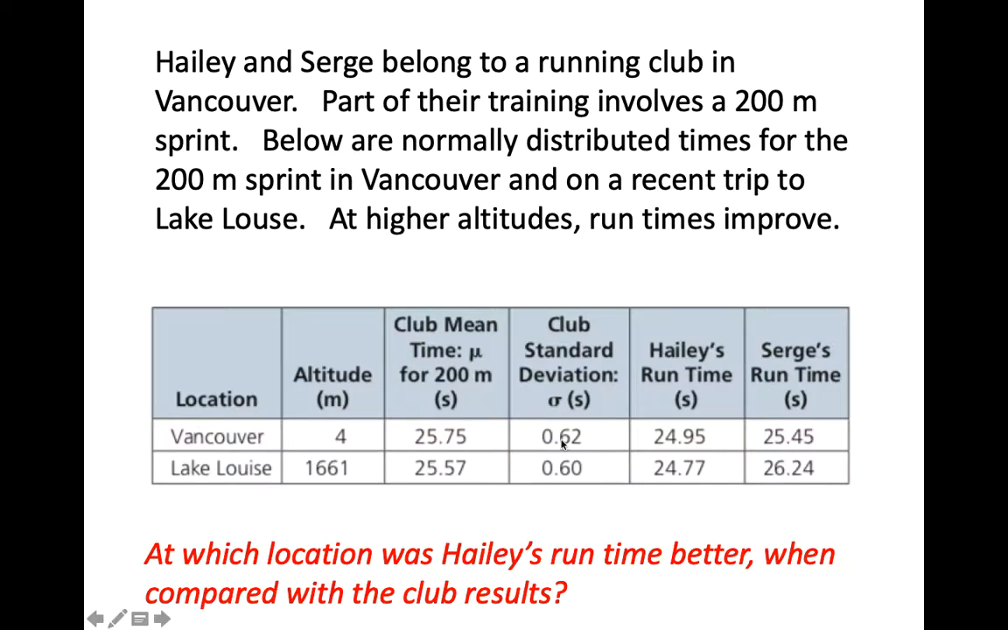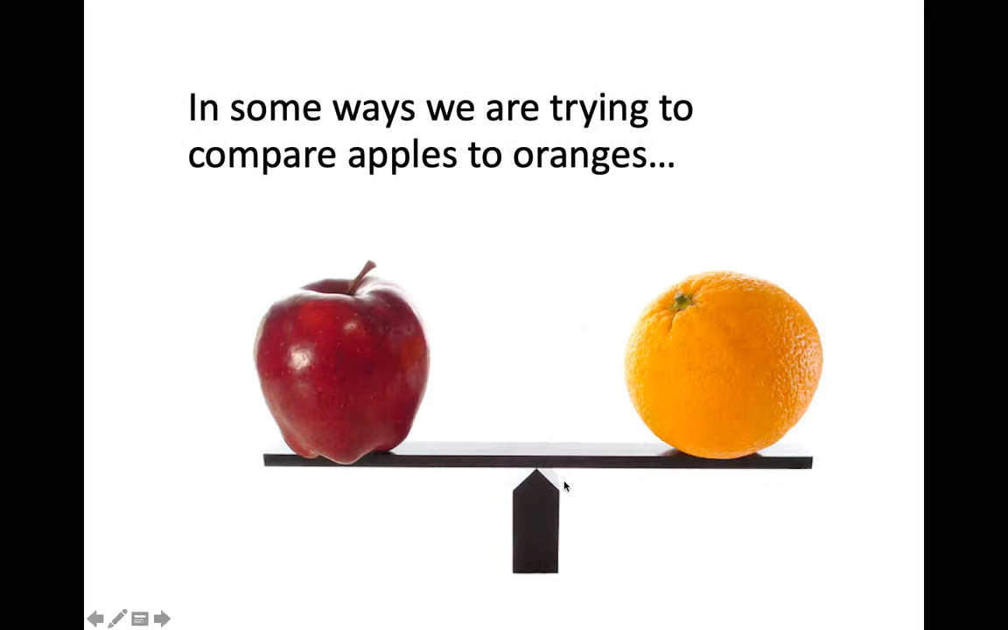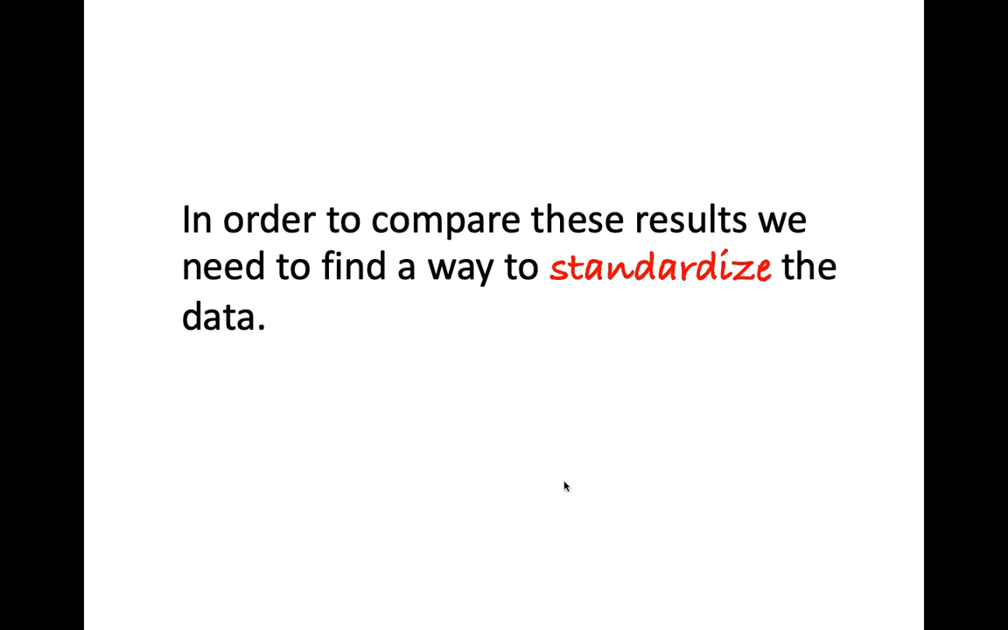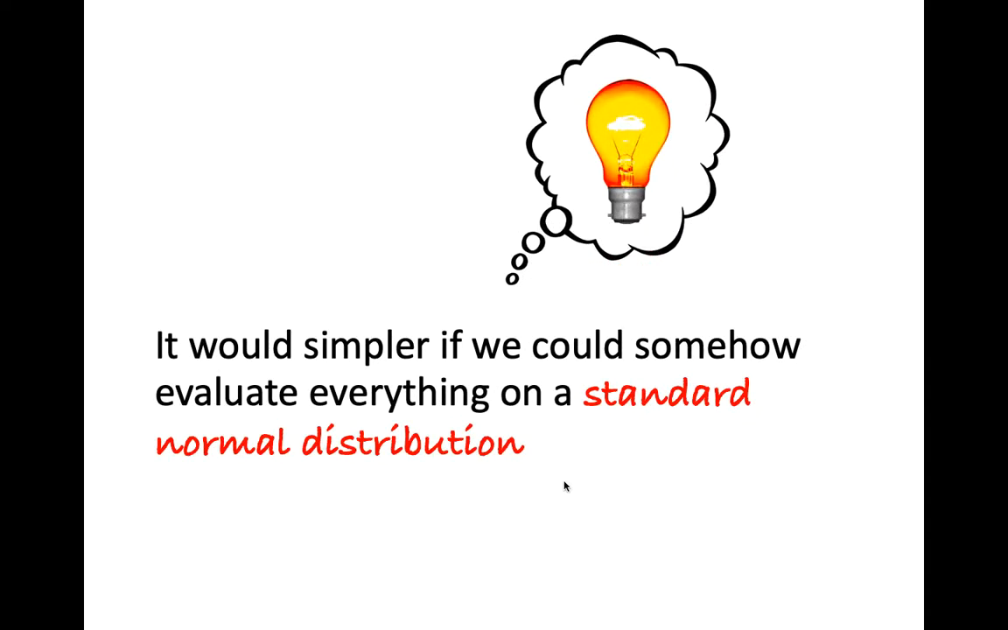And how would we calculate that? Well, it's kind of hard to calculate it right now because we've got different means and different standard deviations. So, how do we compare these two things? It's much like trying to compare an apple to an orange, they're different. And so, we need to be able to compare results in a way that they are somehow first standardized. And so, wouldn't it be simpler if we could somehow evaluate everything on a standard normal distribution system?